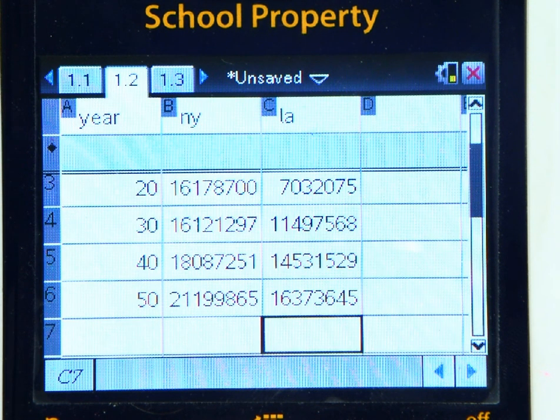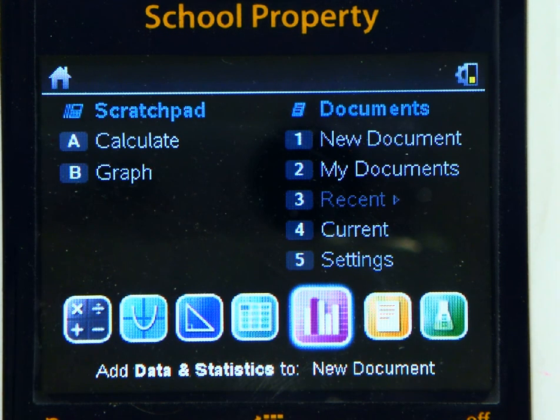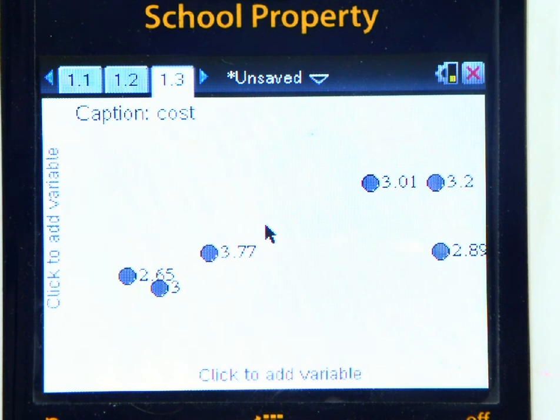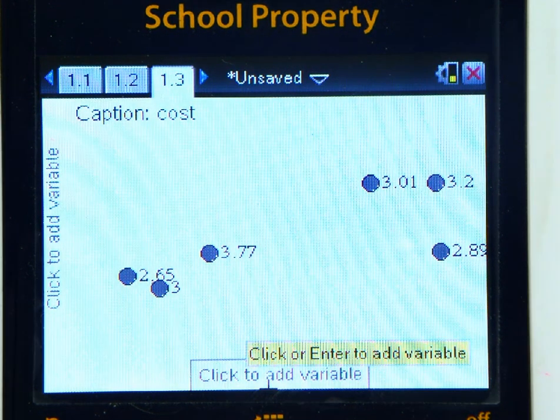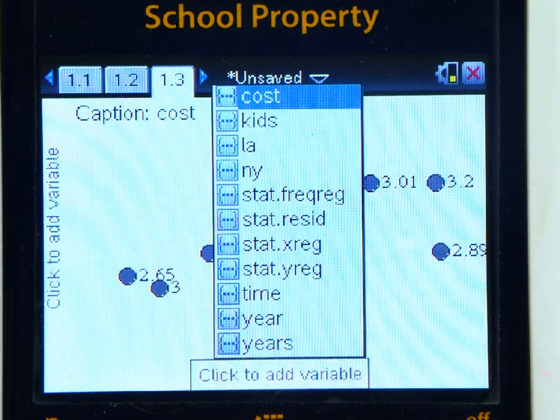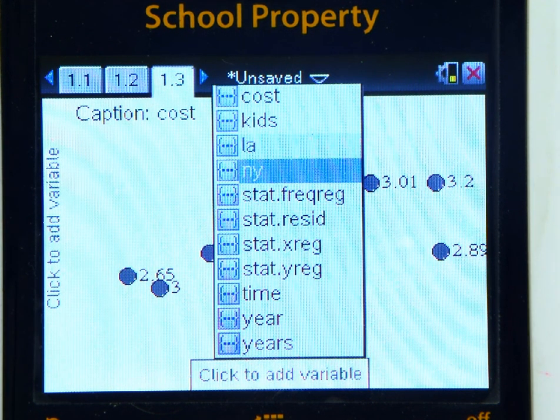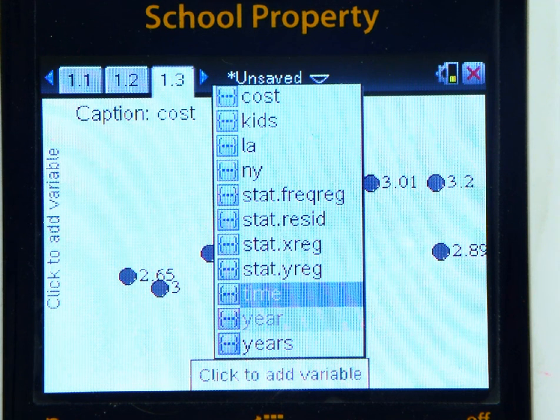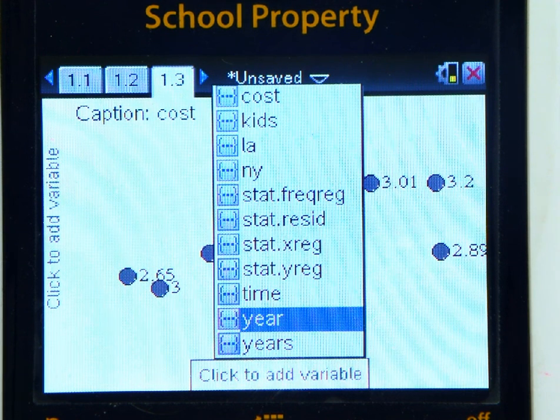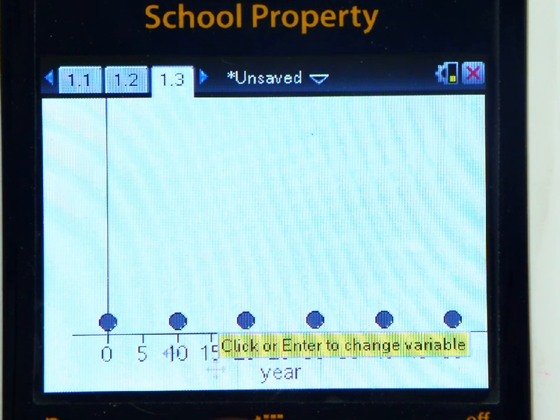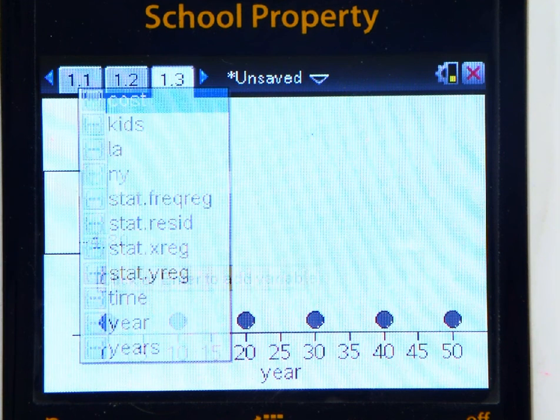So now I've entered all those numbers in, and again, make sure you hit enter on that last cell, otherwise you'll get an error when you try to do what we're about to do. So I'm going back to the home screen, over to data and statistics. Tell it what to do. So go down to the x-axis, and we want to call that year. And then over here, I want Los Angeles.